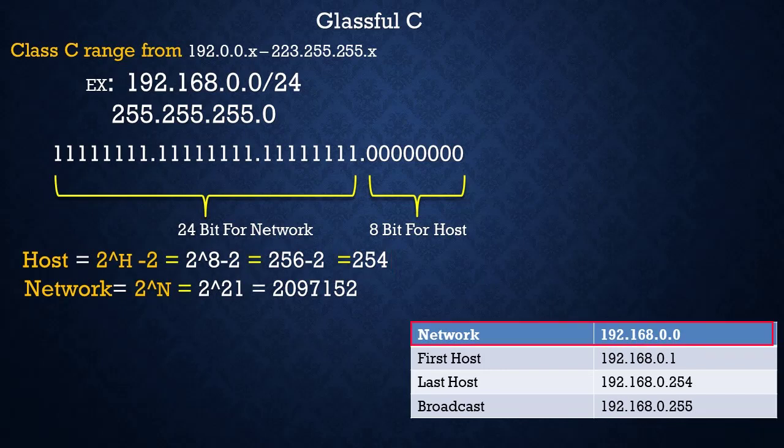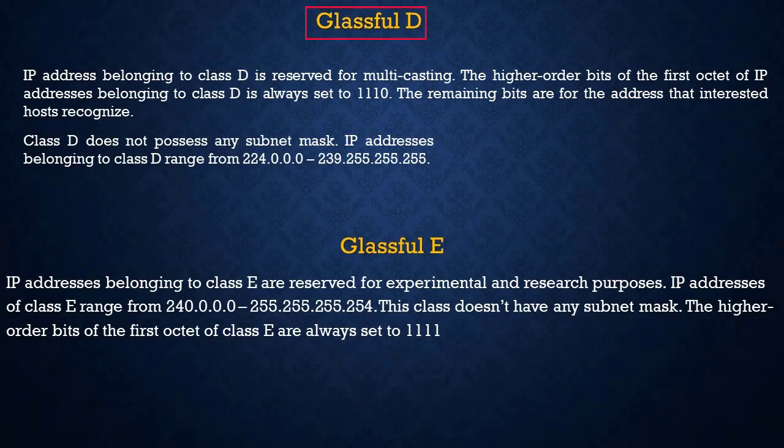For example, network 192.168.0.0, first host 192.168.0.1, last host 192.168.0.254, and broadcast 192.168.0.255. Class D. IP addresses belonging to Class D are reserved for multicasting.